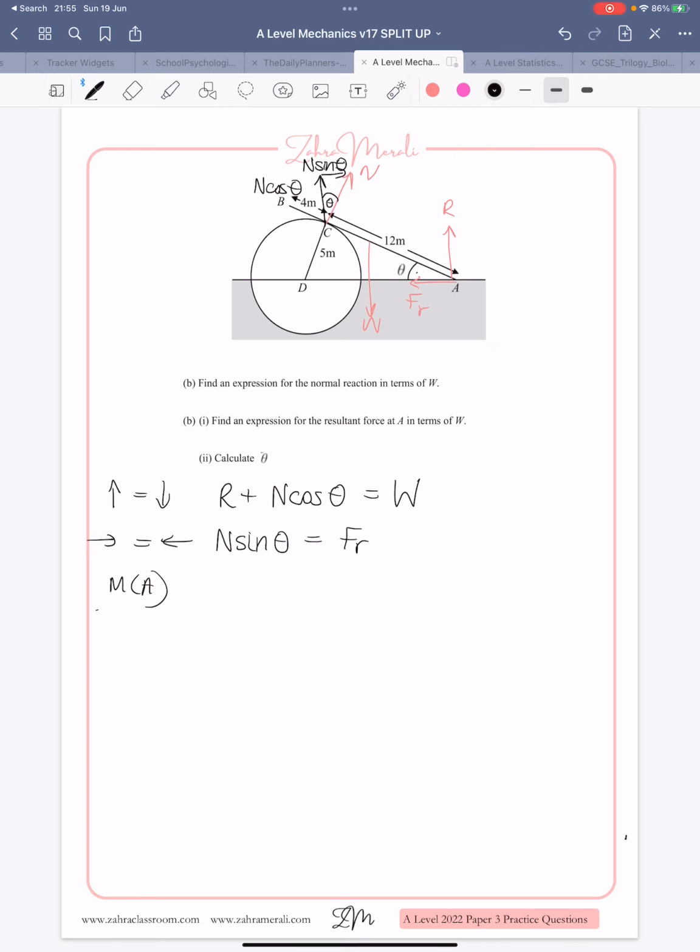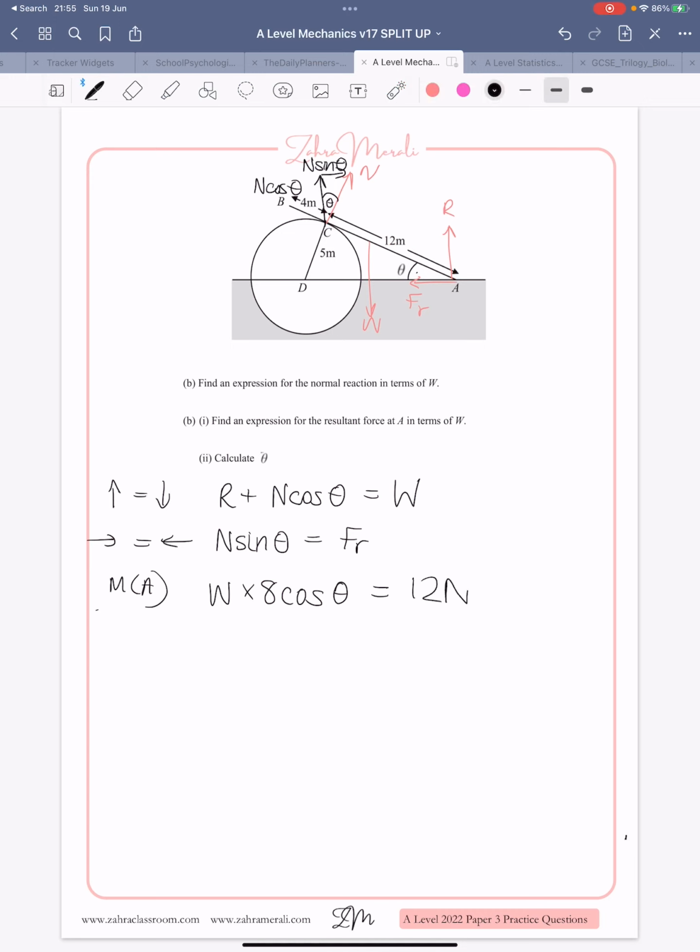I'm going to take moments at A, so I'm starting at A. Remember, a moment is the force times the perpendicular distance, so this distance here. So we've got W, this is this side of it, so this is going to be cos. So we've got W times 8 because it was uniform and the whole thing is 16. 8 cos theta equals, we get to our next force, which is N, which is already perpendicular, so we just take 12 to be the distance.